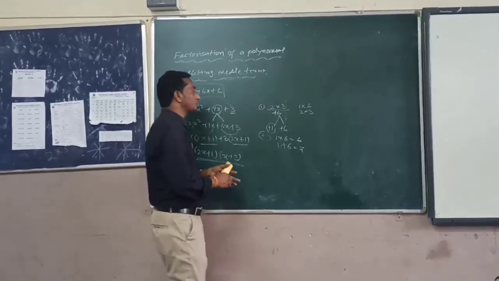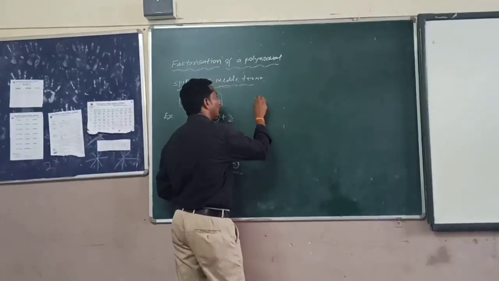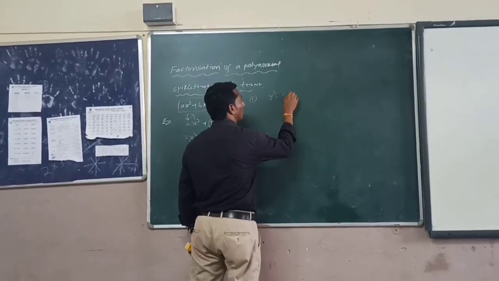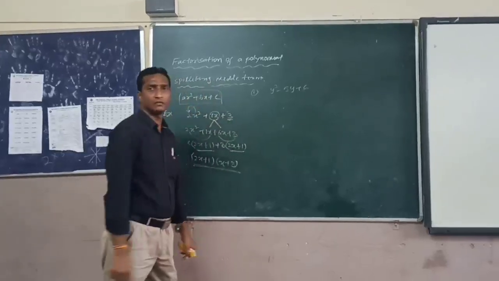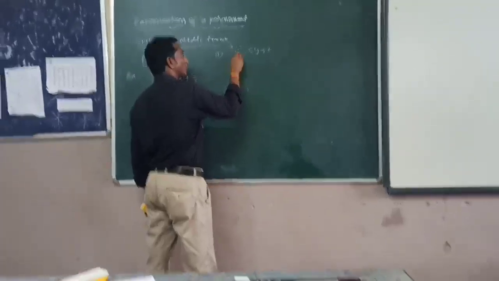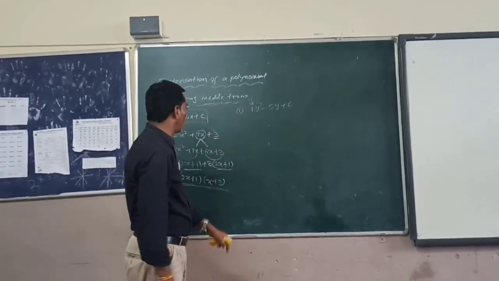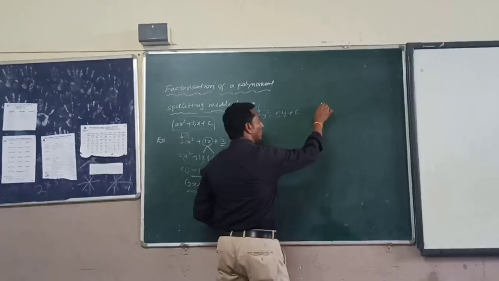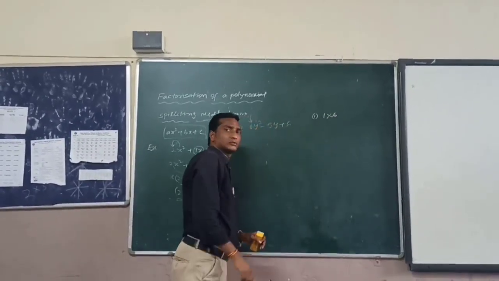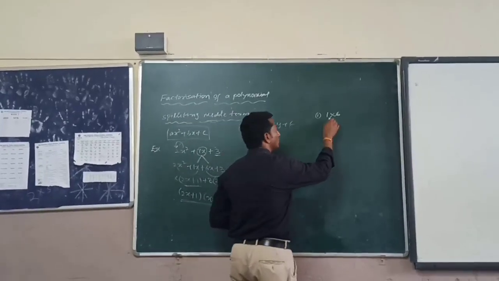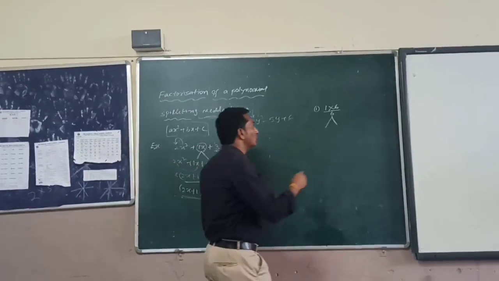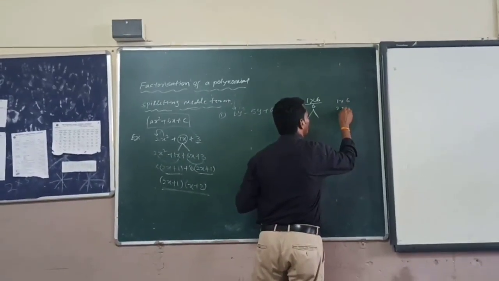Okay. Again, one more example. y square minus 5y plus 6. What is the coefficient of y square? It is 1. What is the first step? The first step is the product of the coefficient of y square and the constant. So 1 into 6 is equal to 6. Write the factors of 6: 1 into 6 and 2 into 3.